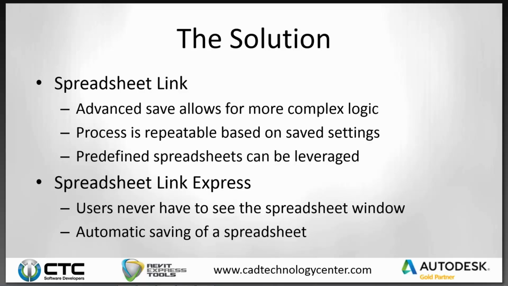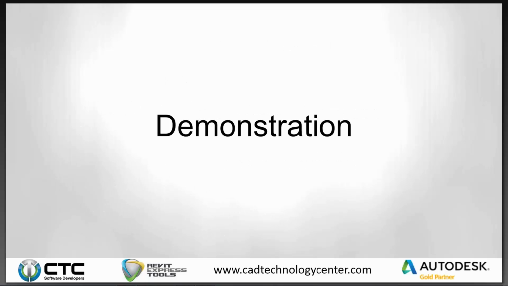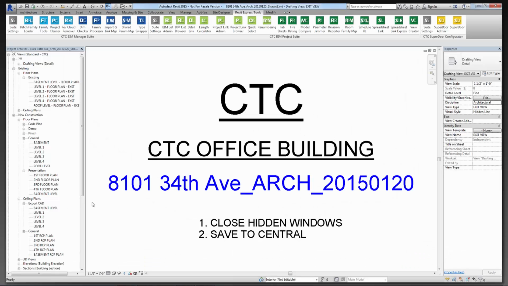So without doing too much PowerPoint here, let's just jump right into the actual Revit environment and start talking about what's going to actually happen here. So again, I was talking about some view renaming. Now this is going to be the most simplistic representation of some of my data because I'm not actually using truly an advanced save. I'm just using some saved settings. We're going to talk about how to leverage that and how to make that process a bit more automated using Spreadsheet Link Express. And then the next example, I'll talk about a more advanced example here.